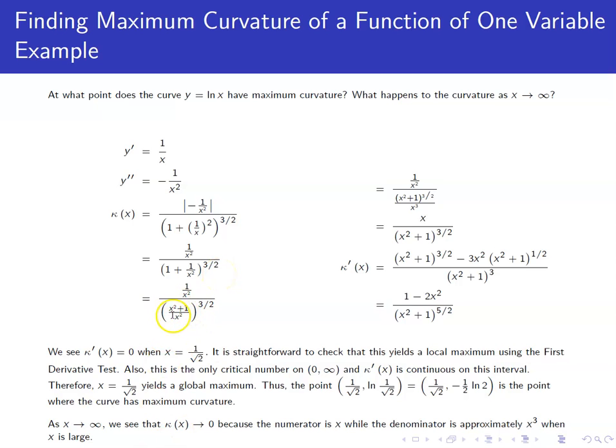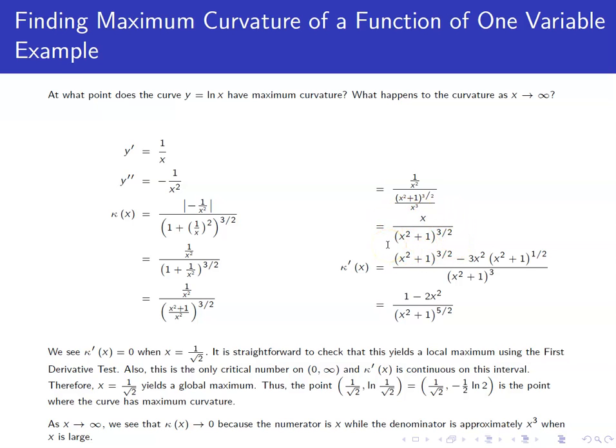We can get a common denominator and combine in the denominator. And then rewrite your denominator, take your 3/2 exponent and distribute it to the numerator and the denominator in the denominator. And then invert and multiply to simplify to x over x squared plus 1 raised to the 3/2 power. This is your curvature in terms of an arbitrary x. This is the function that we want to maximize.